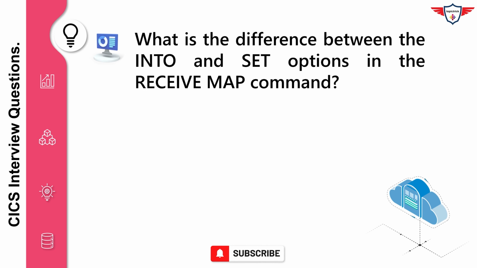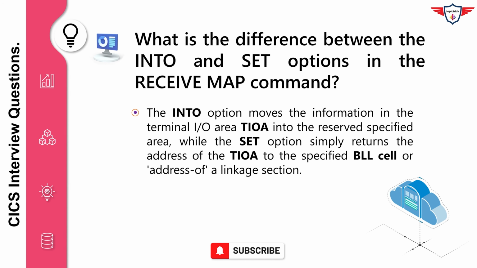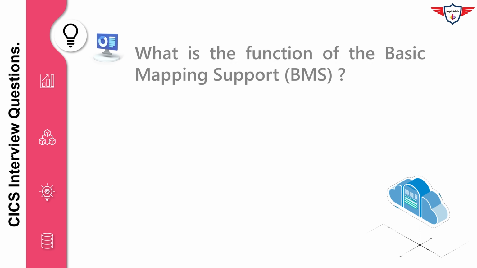What is the difference between the INTO and SET options in the RECEIVE MAP command? The INTO option moves the information in the terminal I/O area into the receiving specified area, while the SET option simply returns the address of the terminal I/O area to the specified BLL cell or address of a linkage section.